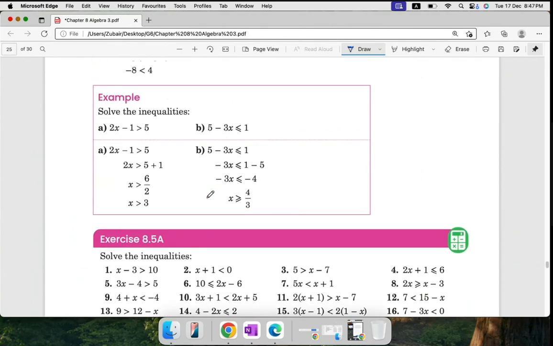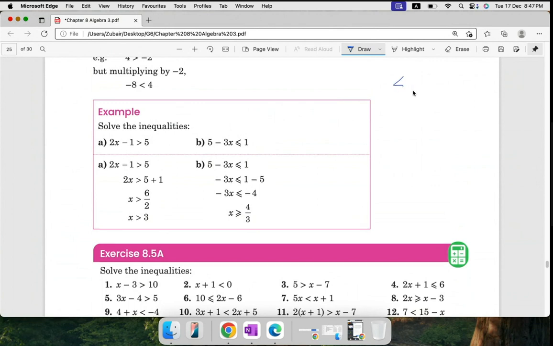And representing on a number line, when we have less than, a hollow circle is used; greater than, hollow is used; greater than or equal to, a filled circle is used; less than or equal to, a filled circle is used. For example, we have x is greater than 3. Only 3 is enough, but we sometimes add 0 for reference. So greater than 3 would look like this. This is 0, this is 3. And it says greater than or equal to, so it should be a filled circle.